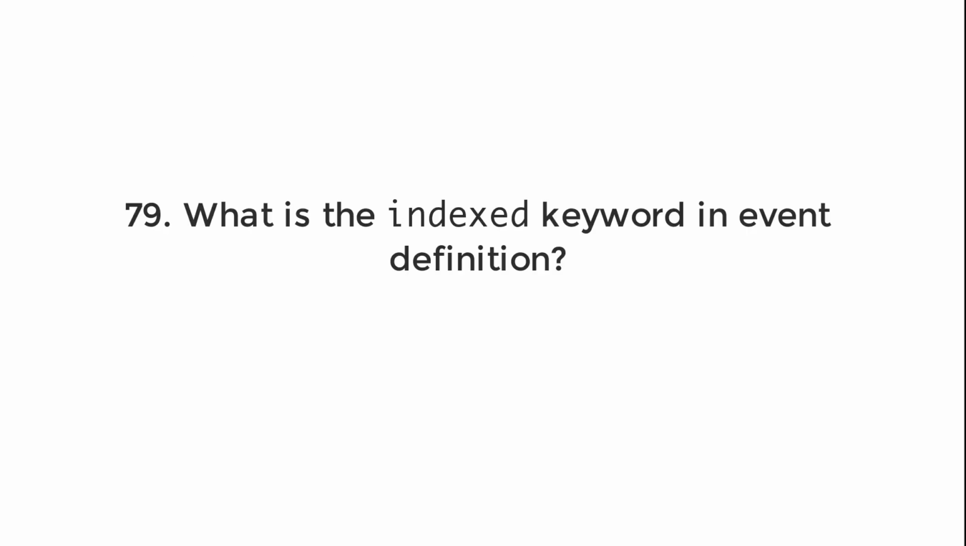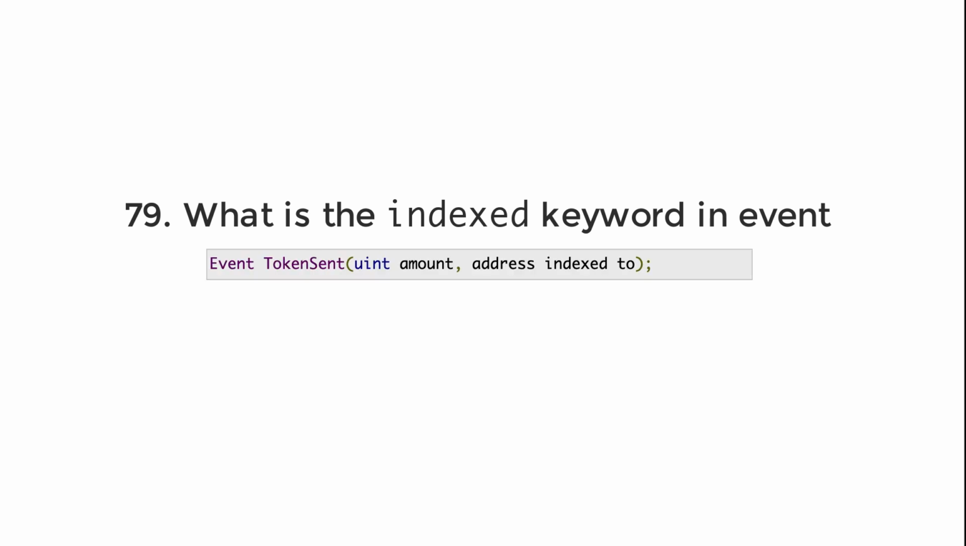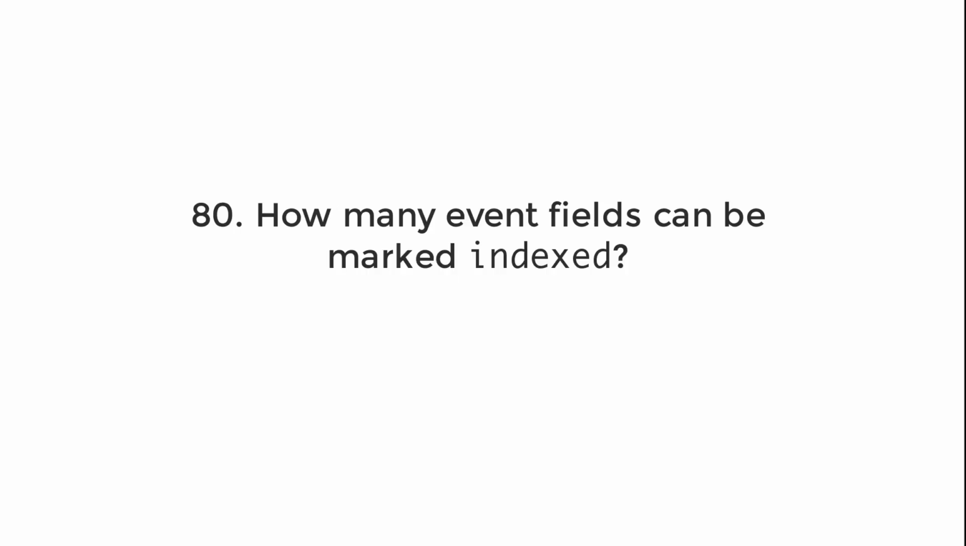What is the indexed keyword in event definition? It means that external entities can filter only events whose field matches a specific value. For example, in the below example, it means that it's possible to filter events where the two fields have a specific value. How many event fields can be marked indexed? 3 maximum.